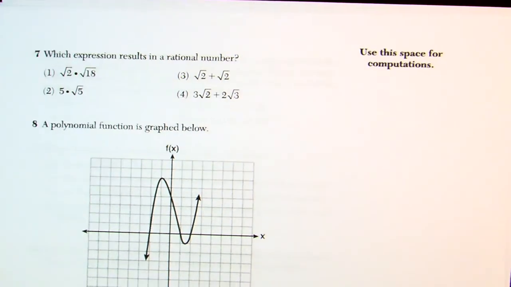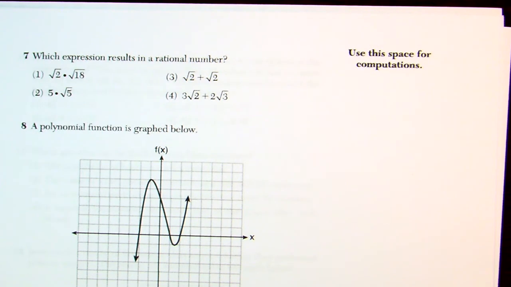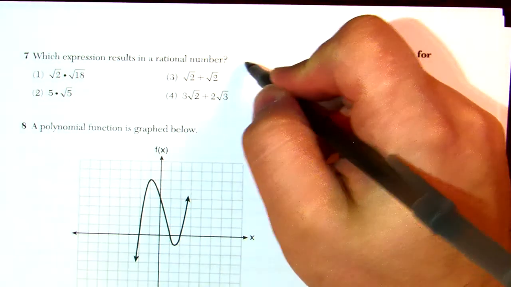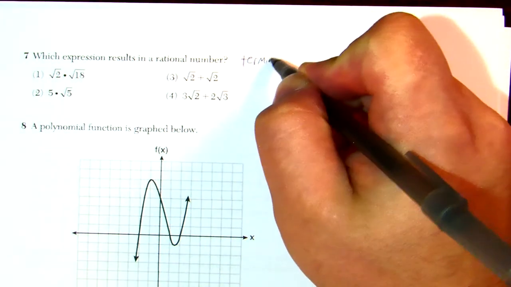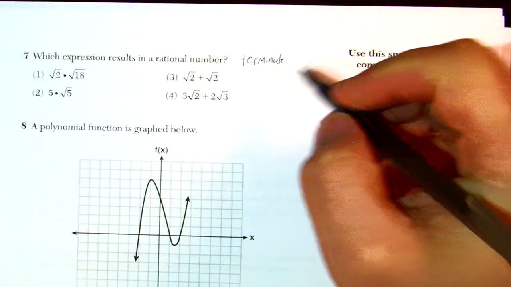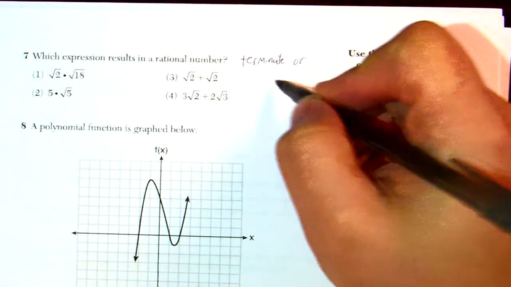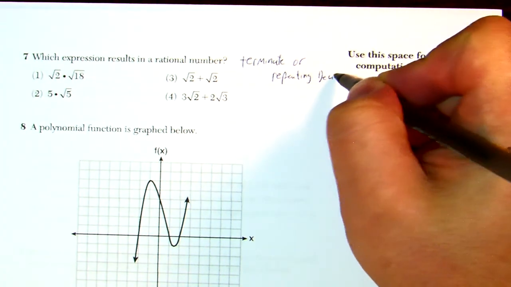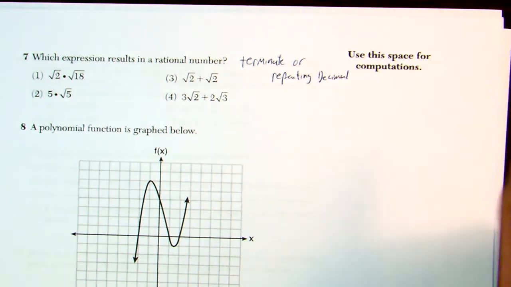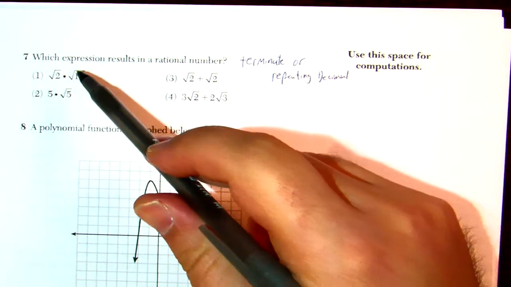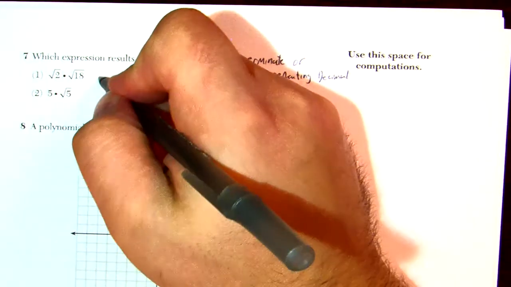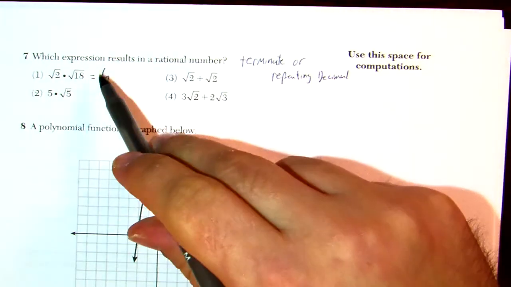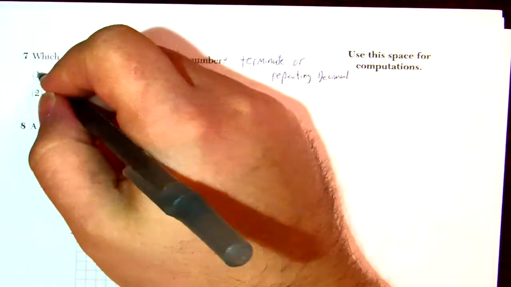Moving on. Number 7, which expression results in a rational number? So remember, rational numbers are numbers that terminate or are a repeating decimal. So if I multiply the square root of 2 times the square root of 18 in my calculator, it gives me the answer of 6. 6 is a rational number because it terminated. There's nothing after the 6. So it's choice 1.